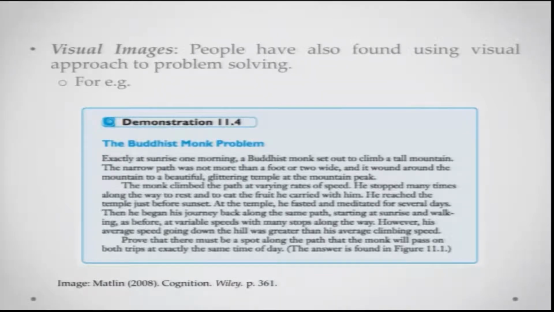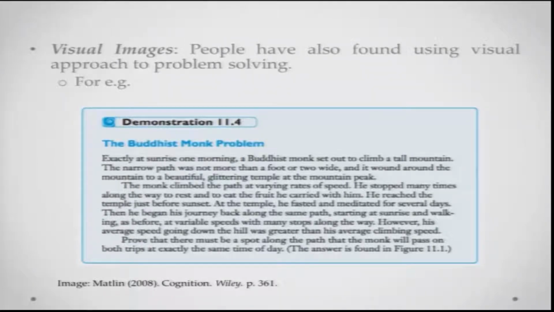So the monk wanted to reach the temple, and at early sunrise the monk starts approaching the mountain. The monk climbs the path at varying rates of speed. He stopped at particular times to eat whatever food he had with himself, and he reaches the temple just before the sunset. At the temple he fasted and meditated, stayed there for several days, and then he began his journey along the same path, again starting at sunrise and walking as earlier with various and many stops.